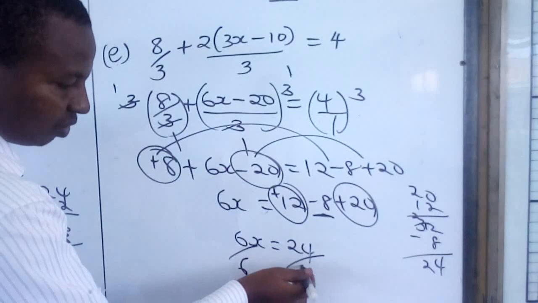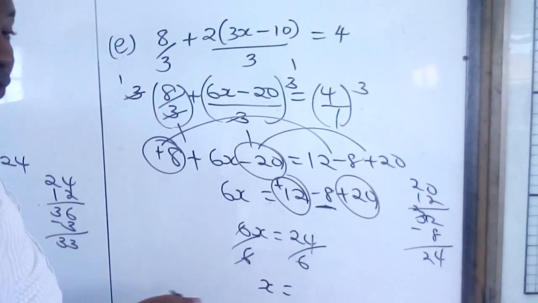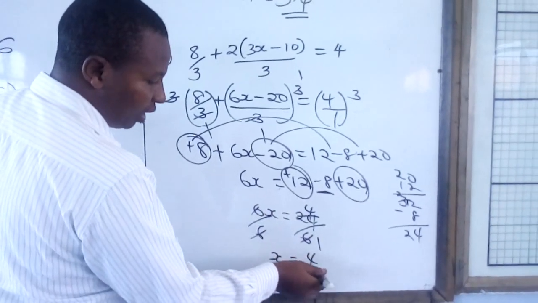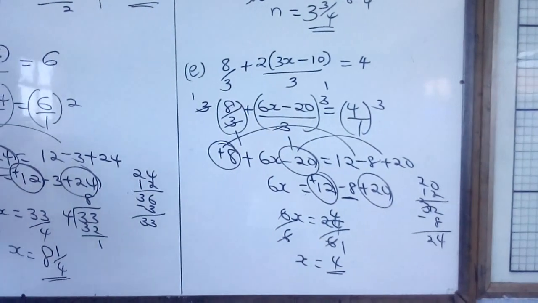Divide by 6 on both sides. So what is the value of x? By 6, 1; by 6, 4. The value of x is 4. So it is as simple as that.